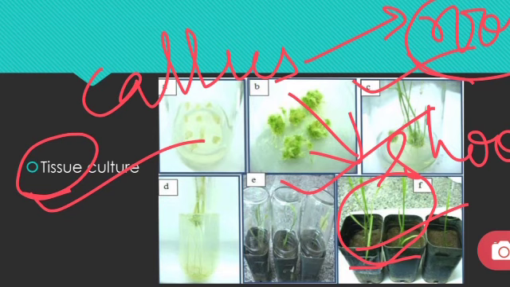And next we'll be studying, we'll continue with our sexual reproduction in plants.